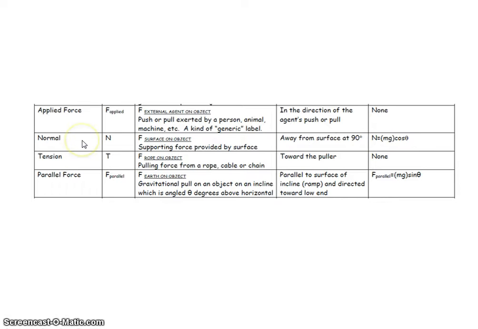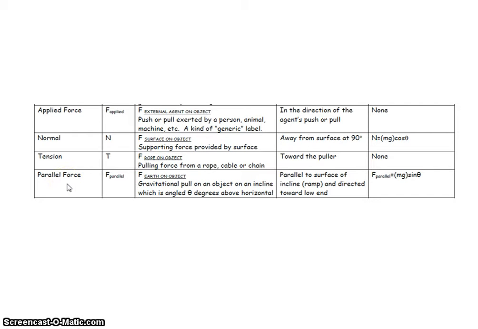The next force on the list is called the normal force. The normal force is the force of a surface supporting an object. Its direction is always away from the surface at a 90-degree angle, and there's a formula which we may talk about later in the semester, which we won't worry about now. Tension is basically T. It's the force of a rope on an object, and it's a pulling force. It comes from a rope, a cable, or a chain, and the direction is towards the puller. Again, there's no formula for that.